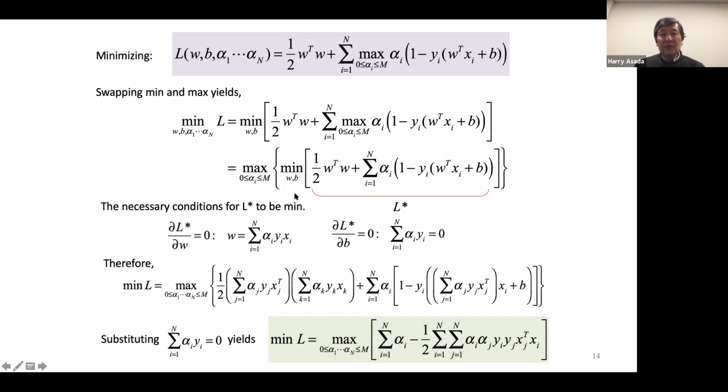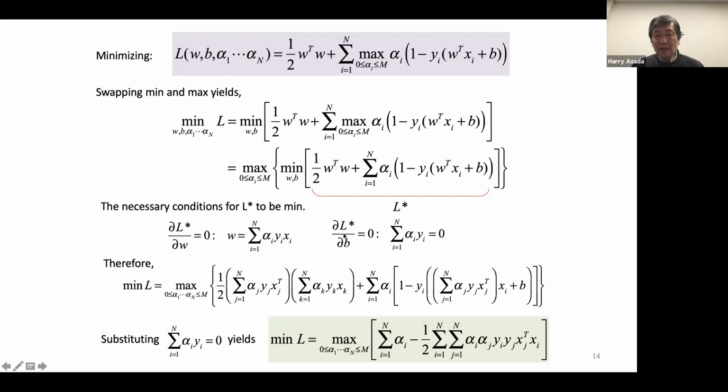Okay, so let's do that in here. So this is to minimize. The necessary condition for that is that its derivatives with respect to w and with respect to b must be 0, right? Differentiating with respect to w, w is involved only here, so the coefficient is alpha minus yi and xi. Putting it on the right-hand side, w equals the summation of alpha i, yi, xi.